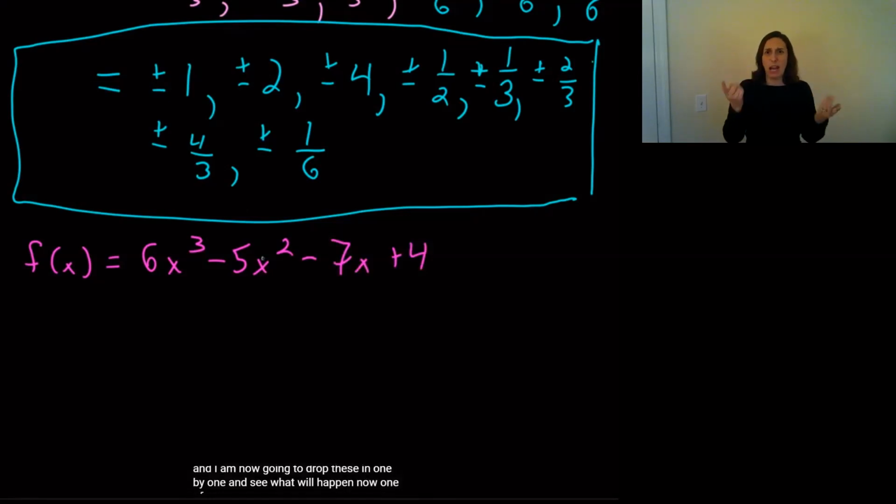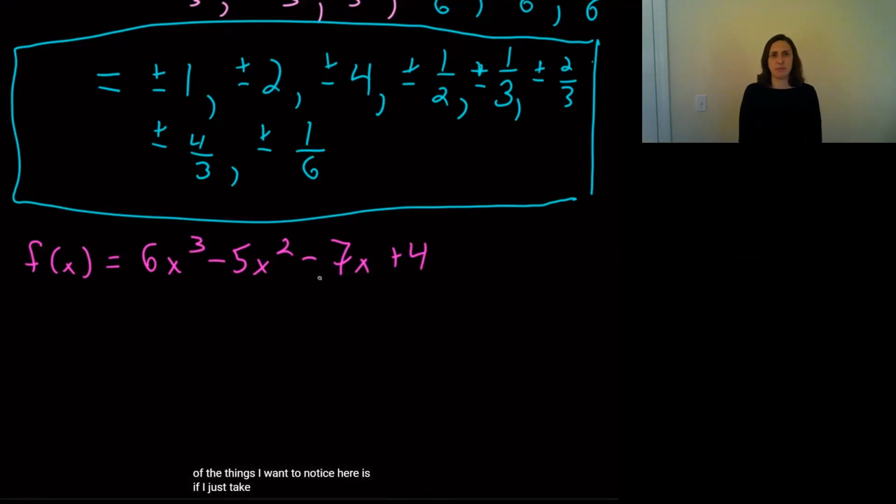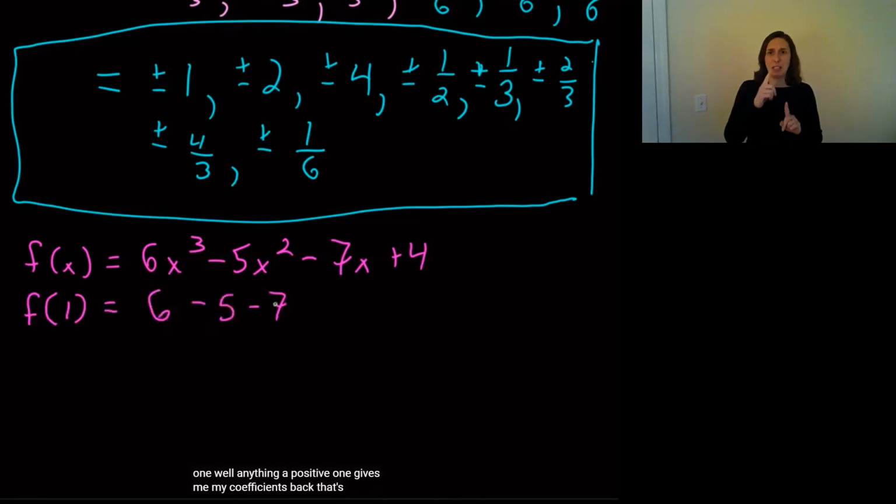Now, one of the things I want to notice here is if I just take my coefficients, negative 12 and positive 10. So positive 1's not going to work, but I'll show you this coming out. I'm going to keep in purple for here, so I want to drop in the positive 1. Well, anything with a positive 1 gives me my coefficients back. That's why I like 1s. And you always get a positive 1 and a negative 1, so it's usually a good first test.